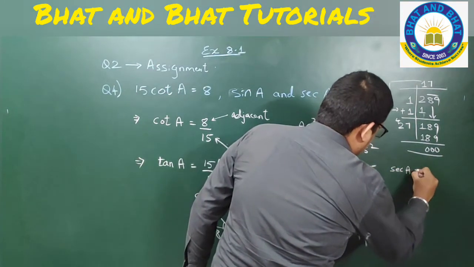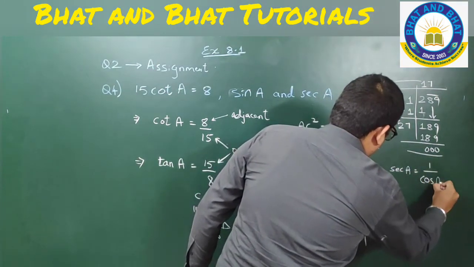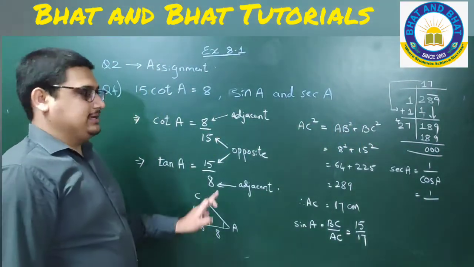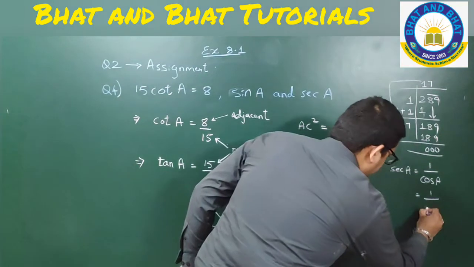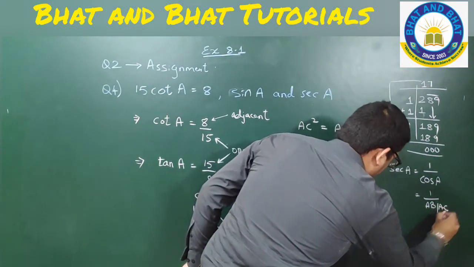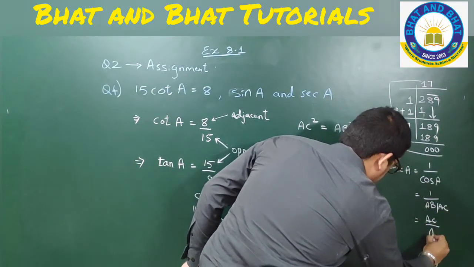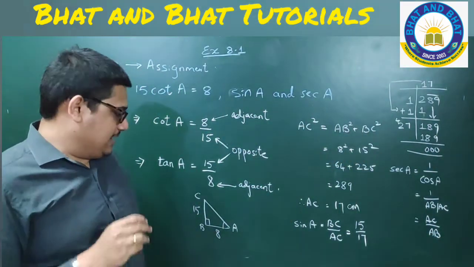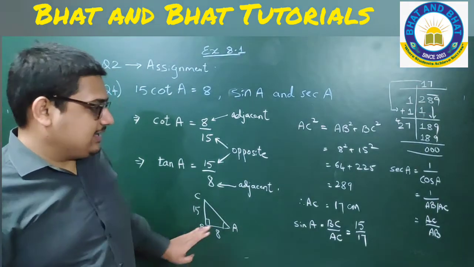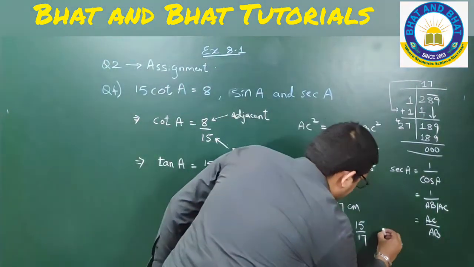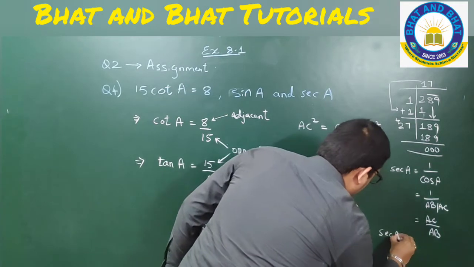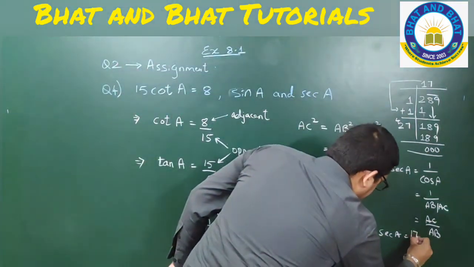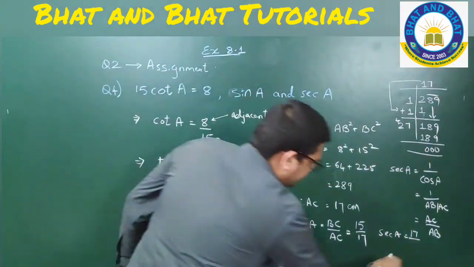Again, secant A is nothing but 1 by cos A. So cos A is nothing but adjacent by hypotenuse, that is AB by AC, which makes secant A equal to AC by AB. In case you forget the definition, I am writing this in detail, that is AC by AB. On substitution, you will get the answer as secant A is equal to, how much is AC? AC we have calculated as 17, 17 divided by AB, which is 8.